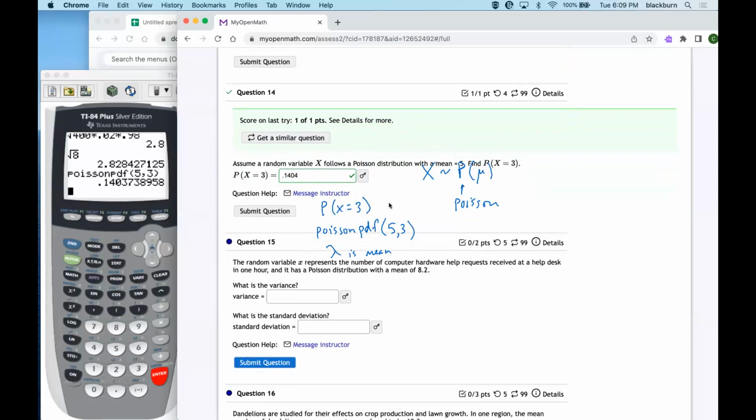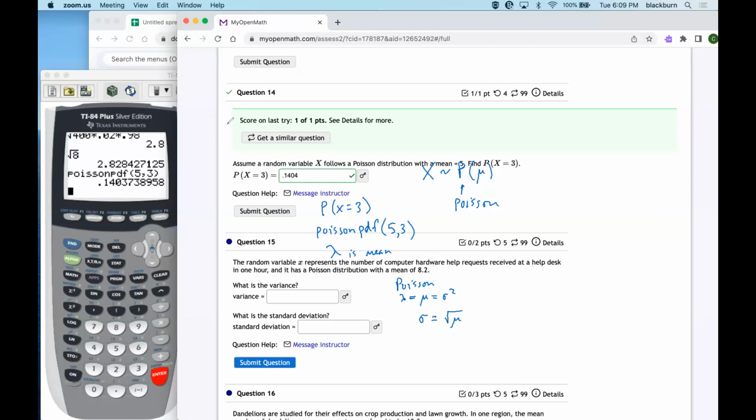The random variable X represents the number of computer hardware help requests received at a help desk in 1 hour, and it has a Poisson distribution with a mean of 0.82. Okay, so the mean is actually equal to the variance in a Poisson. The mean equals the variance if we use that lambda instead. And then that means the standard deviation is basically going to be the square root of that mean, right? If I square root both sides.